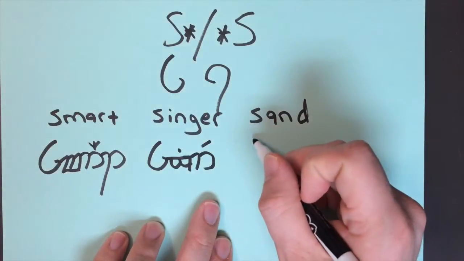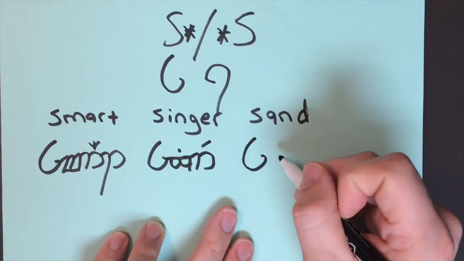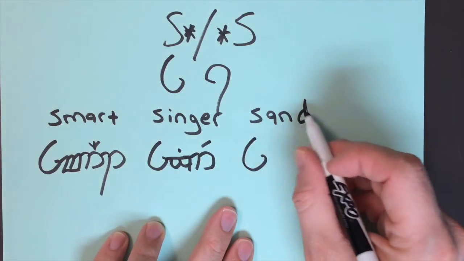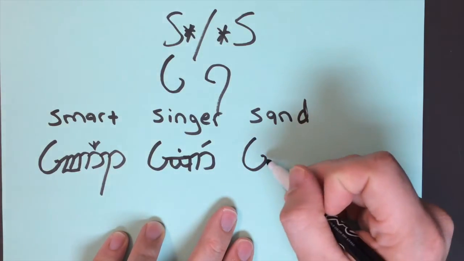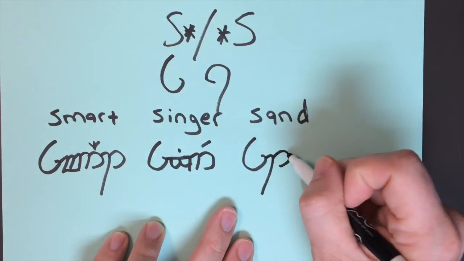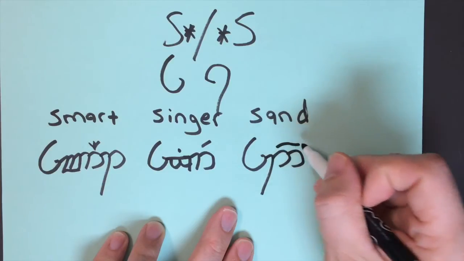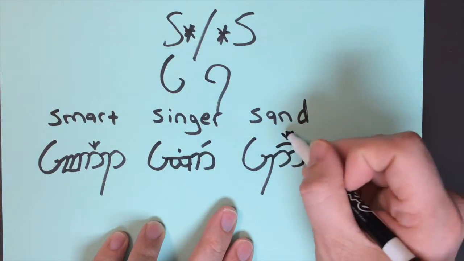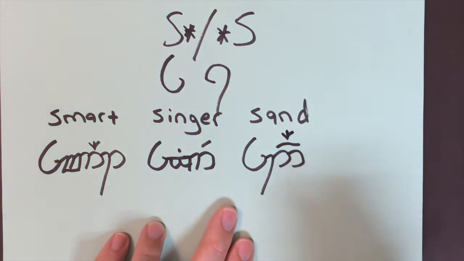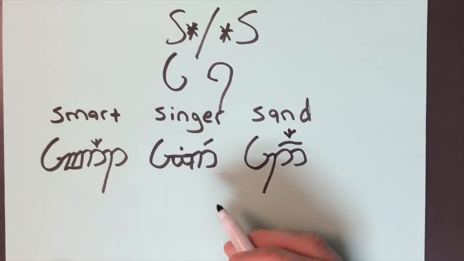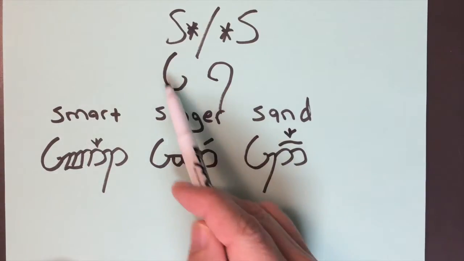For sand, we're going to do this S. Now remember what I said, when you have an N and a consonant, you want to put that on top. So let's do our D like this. Draw a line to represent the ND, and then put your A vowel. So that's sand. Alright, so those are examples of the first S.